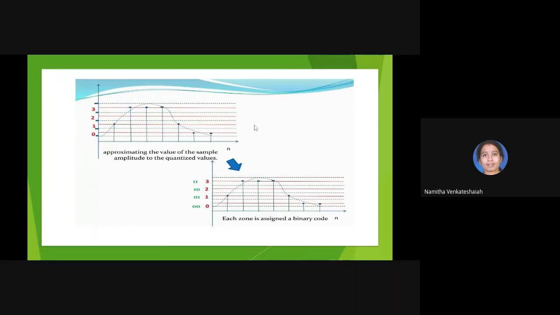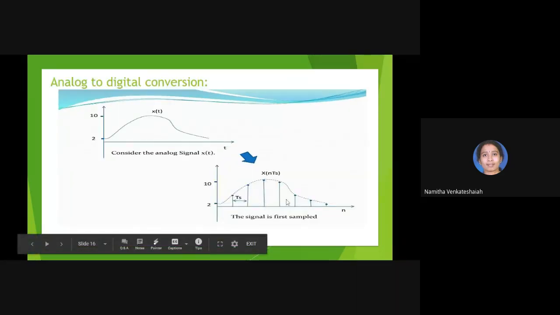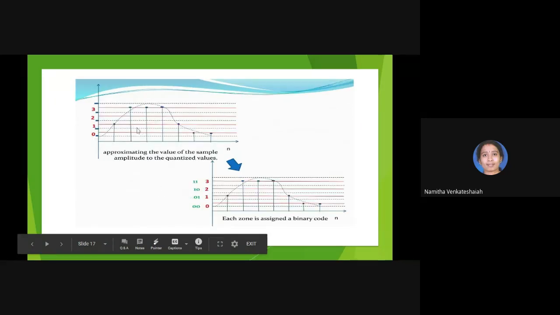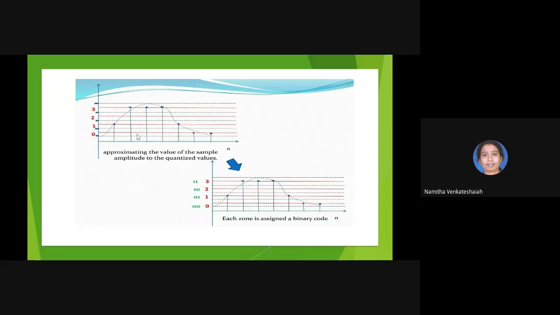After dividing it, this next step is very important. In the previous slide, we sampled using vertical lines. In the next step, I am putting horizontal lines. You can observe here the red lines. This process is called quantization. There are four red lines.